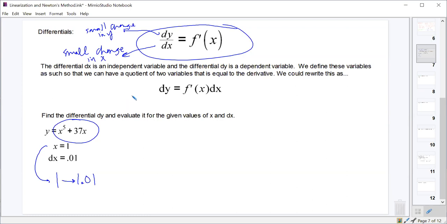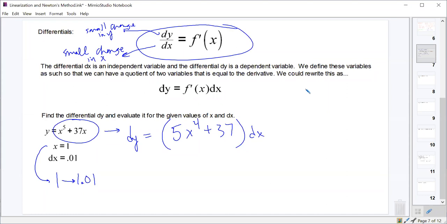But if we were to say the line tangent to this has a slope of 5x^4 plus 37, if I were to take the slope of that line and multiply it by how much I went over in the x direction, dx, that should tell me approximately how much the function goes up in the y direction. Right, so the slope times the change in x ought to equal the change in y, right?